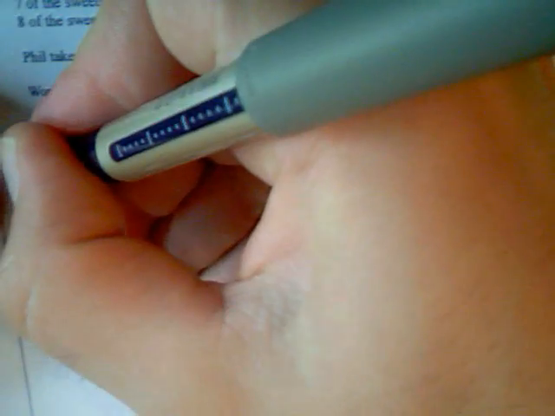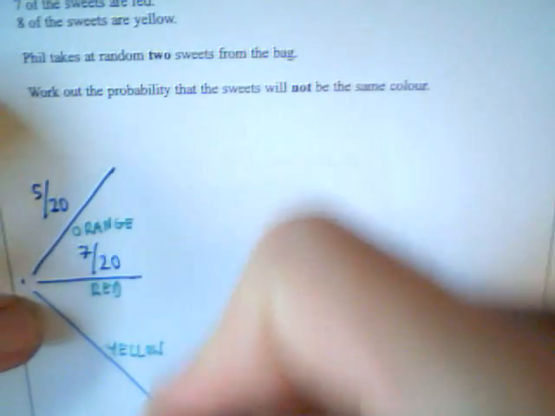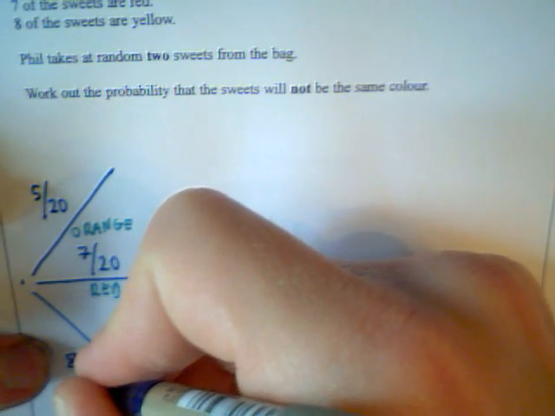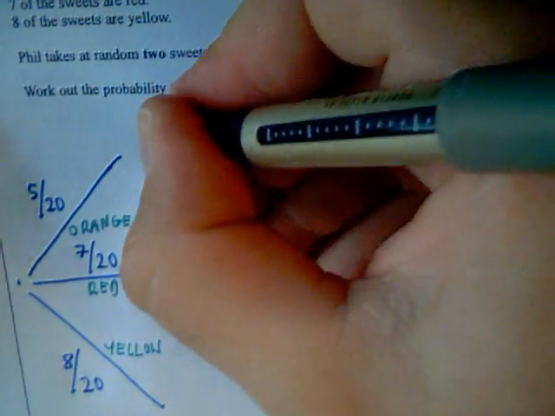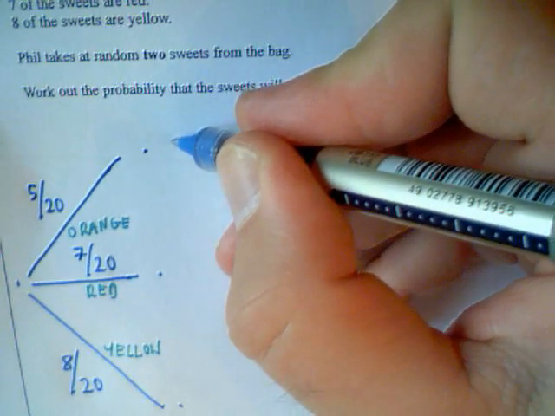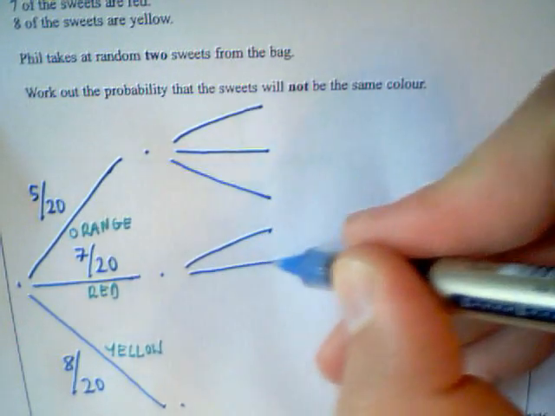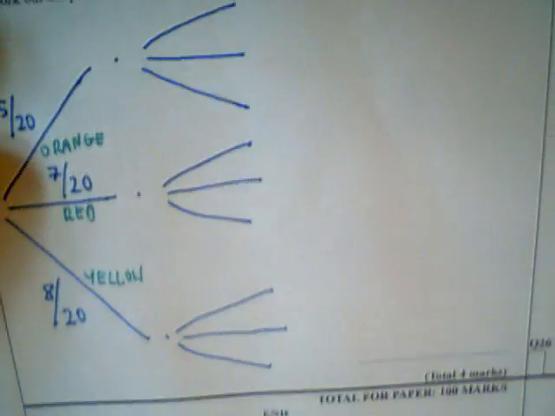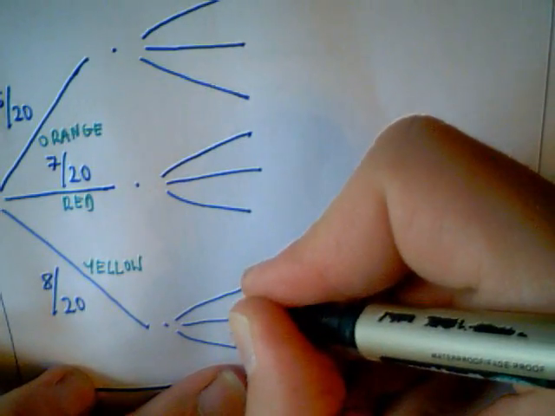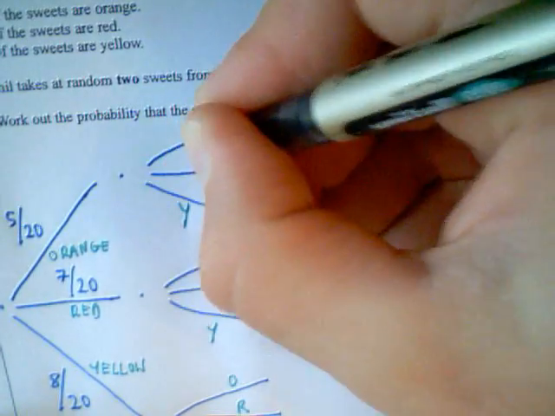And there's 20 sweets in the bag. So when he first picks a sweet, there is a 5/20 chance it's orange, 7/20 is red, and 8/20 is yellow. Okay. Now let's say he goes to pick a second sweet. Again, he's got a choice of orange, red, and yellow. But this time, to save space, I'm just going to denote them O, R, and Y. So this is Y, this is R, this is O, this is Y, this is R, this is O, this is Y, R, and O.